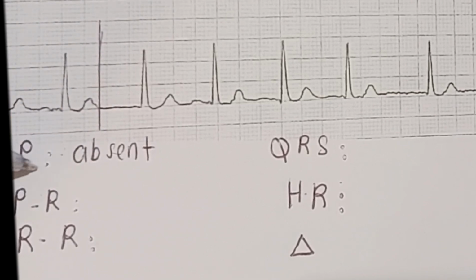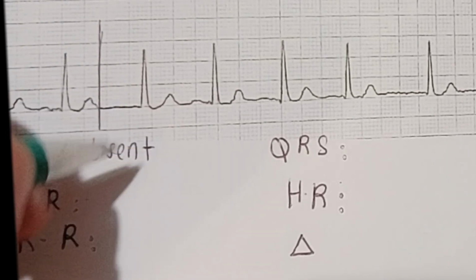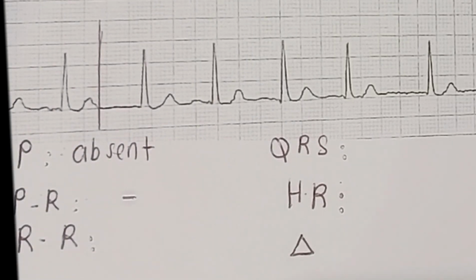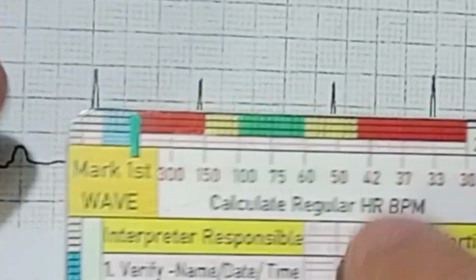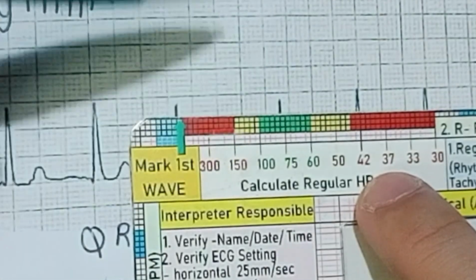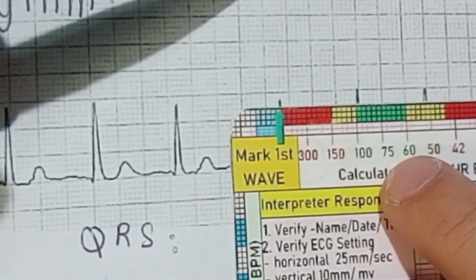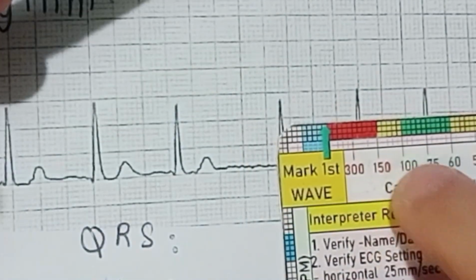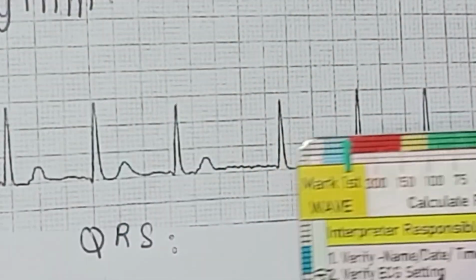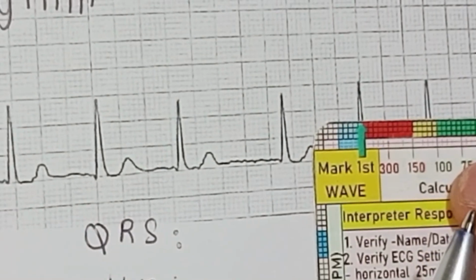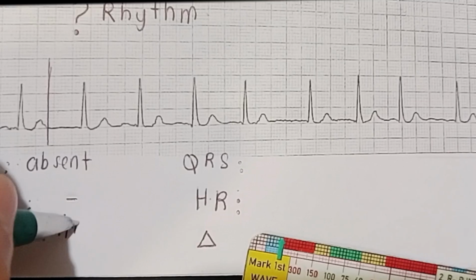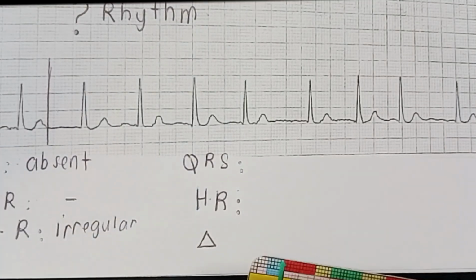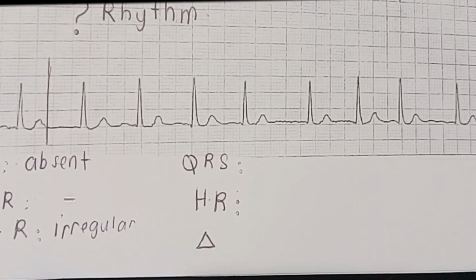So PR interval, when there is no P wave, means the PR interval is not determined. So the RR, is the rhythm regular or not? This is more and this is irregular. This also becomes irregular and this is shorter than the previous one. So this is irregular rhythm. As I said before, irregular rhythm.